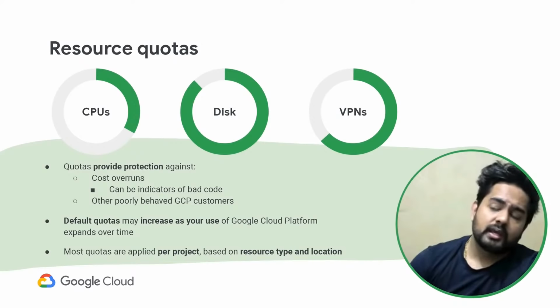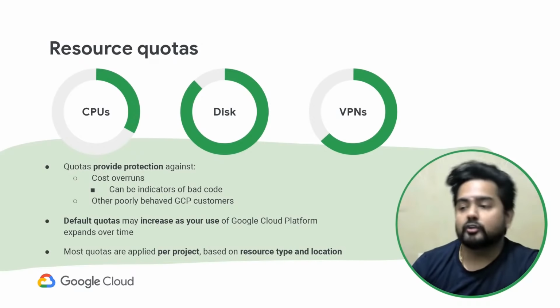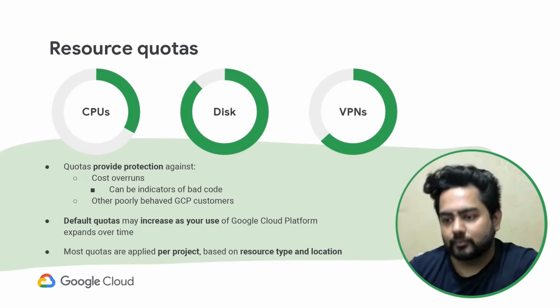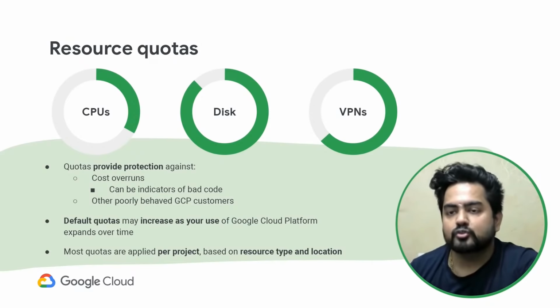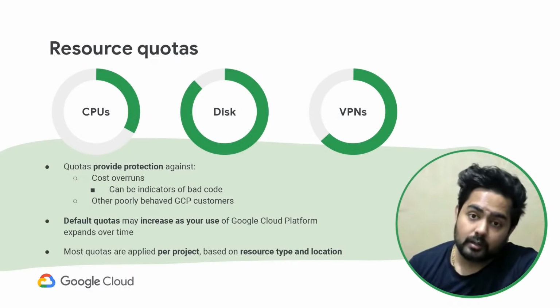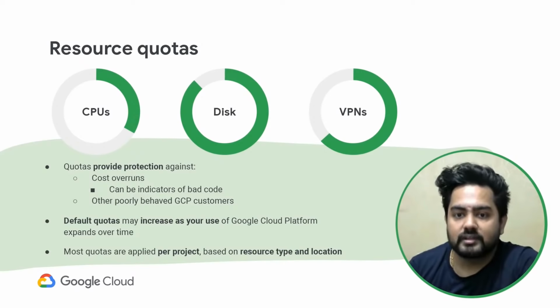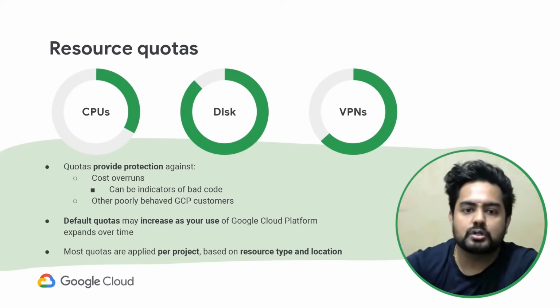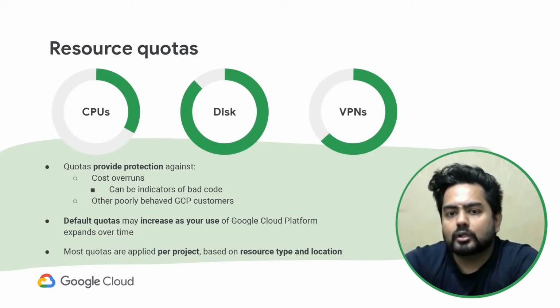Or think about it this way: let's say you're trying to launch 10 VMs and accidentally you press one more zero. What's going to happen? It will trigger 100 VMs. But since there's a quota, it's going to stop and prevent that. So if your project exceeds a particular quota while using a service, then you're going to get an error.